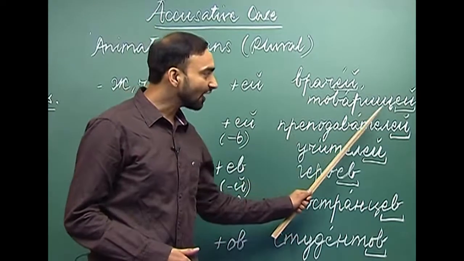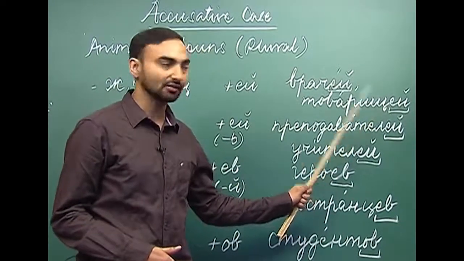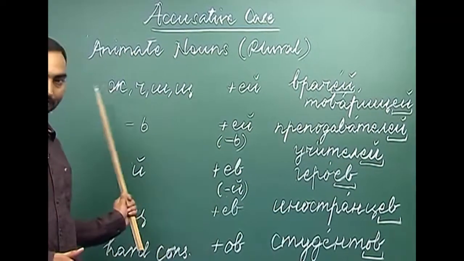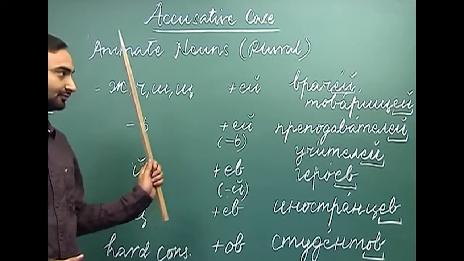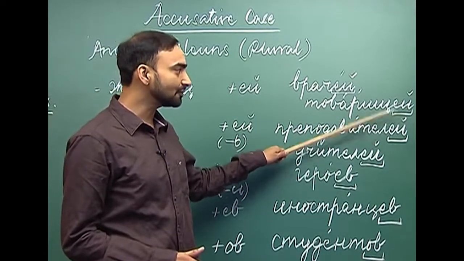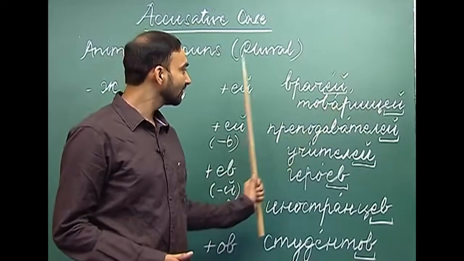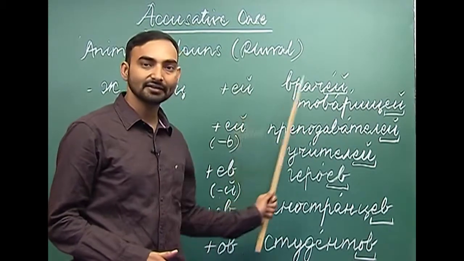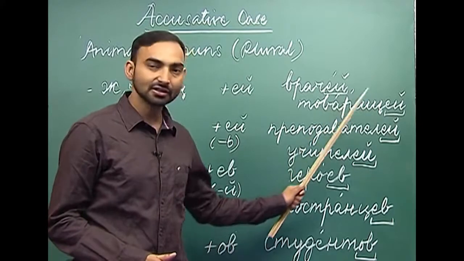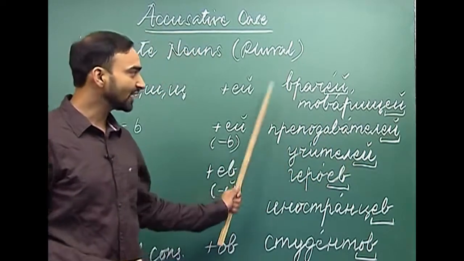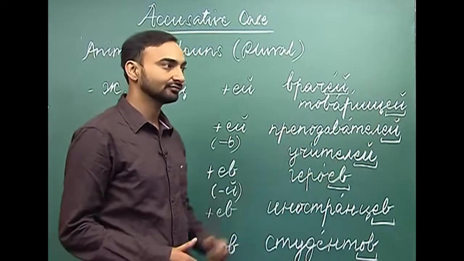So, tavarish also ends with sh, which is there in the first column. How are we supposed to make its accusative case? We will add ye and e krat ke at the end. So, tavarish, tavarishei, vrachyei and tavarishei.